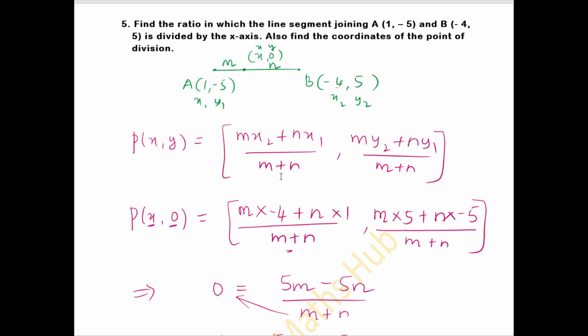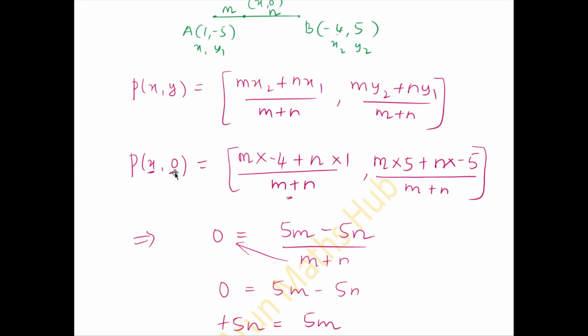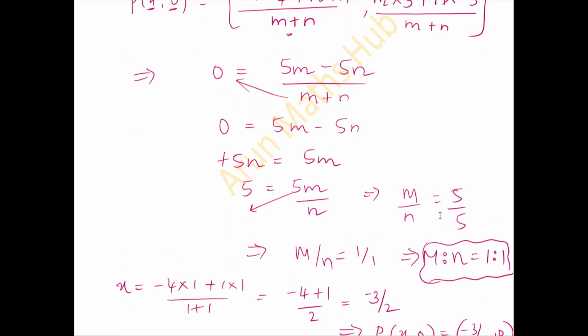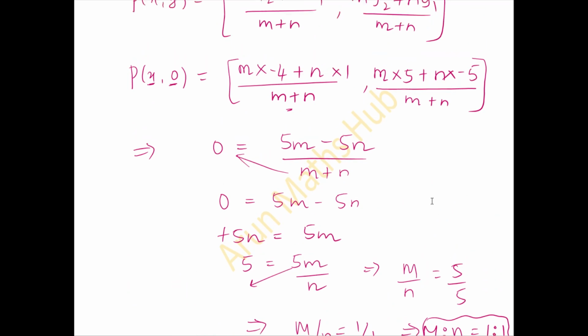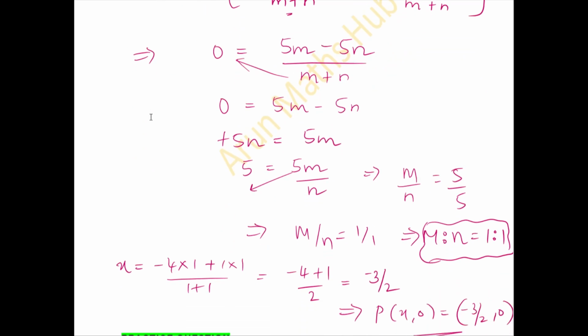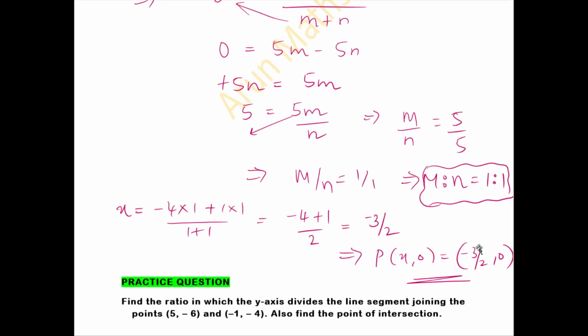Now consider the point P as (x, 0), point A as (x1, y1), point B as (x2, y2) and point P as (x, y). The y coordinate is 0 because it is on the x-axis. By using this concept, equate the y coordinates, and we get m:n as 1:1. Now substitute the ratio 1:1 in the section formula to find the coordinate x. Therefore the required point will be (-3/2, 0).